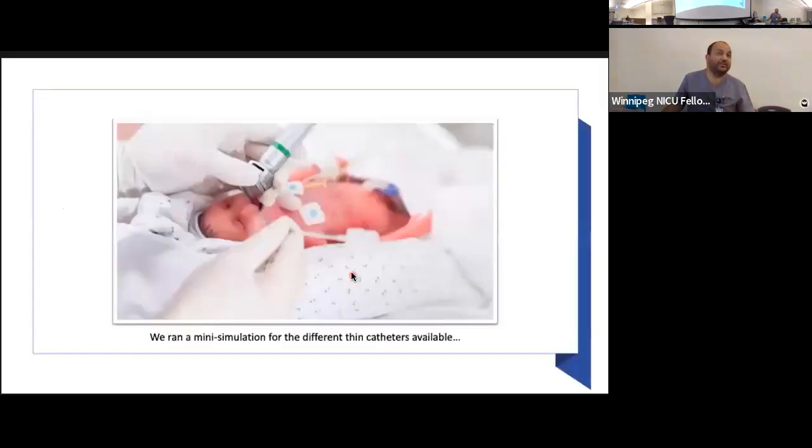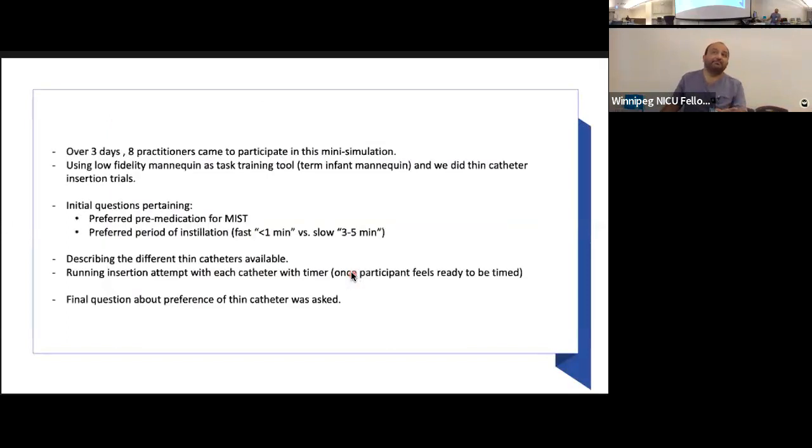All of us know that there is evidence that this is harmful and has an impact on the bronchopulmonary dysplasia outcome. Our mini simulation was very simple.